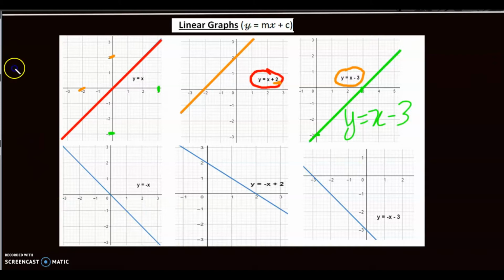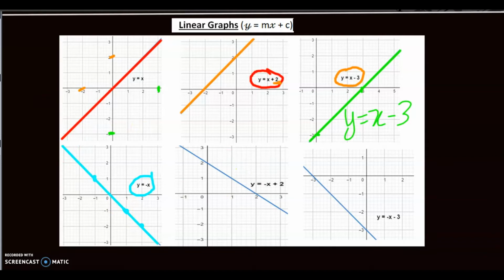Okay, next up is the graph for y = -x. So just like this initial red graph, this is going to be in the opposite direction. So when x is 1, y is going to be minus 1. When x is 2, y is going to be minus 2. Similarly, when x is minus 1, y is going to be 1. So you make a line like this.